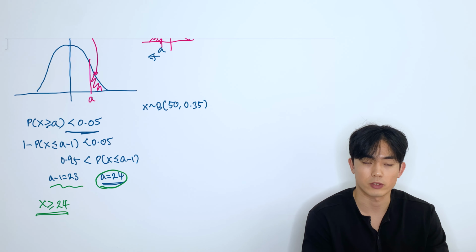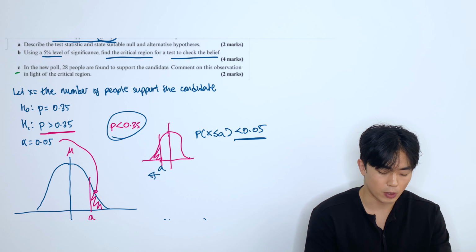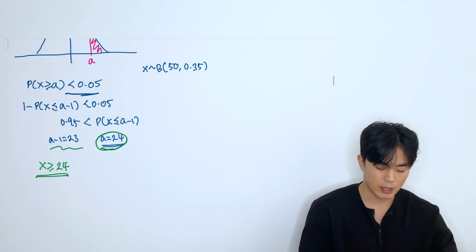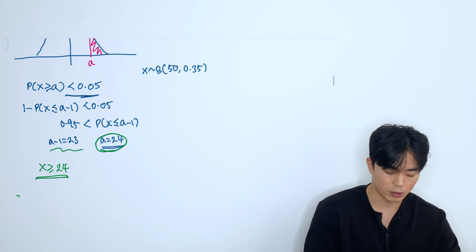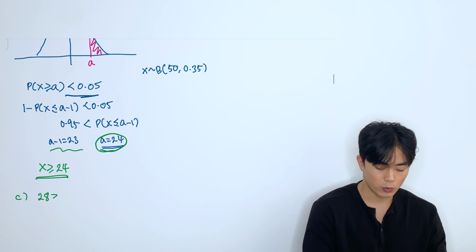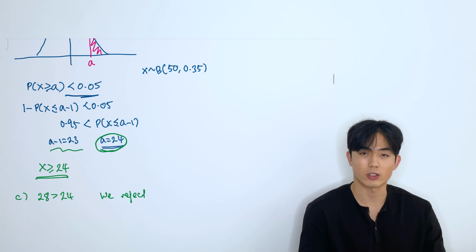We found a critical region. In part C, it says, in the new poll, 28 people were found to support the candidate. Comment on this observation in the light of the critical region. So they found that 28 people supported it out of 50. 28 is larger than 24, which means that we reject H0. It is within the critical region.